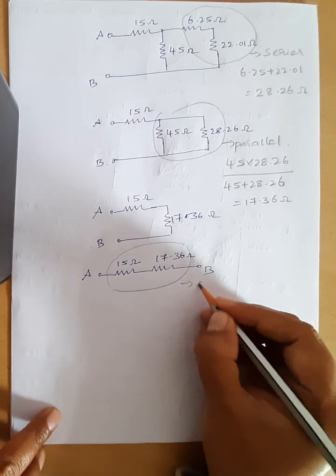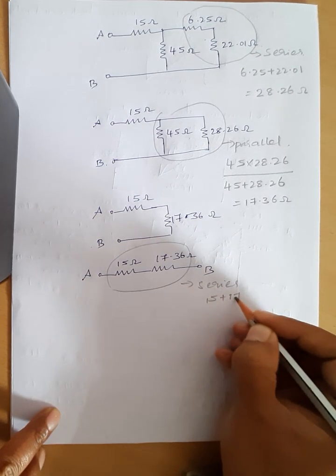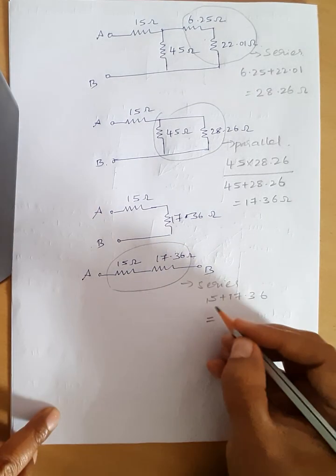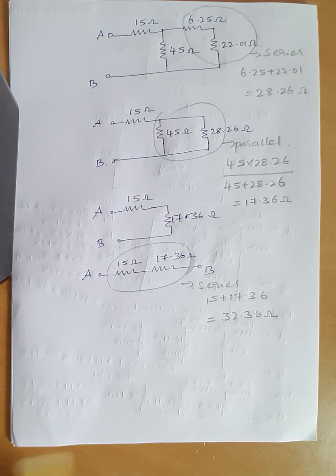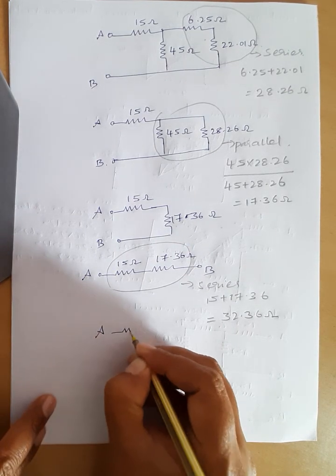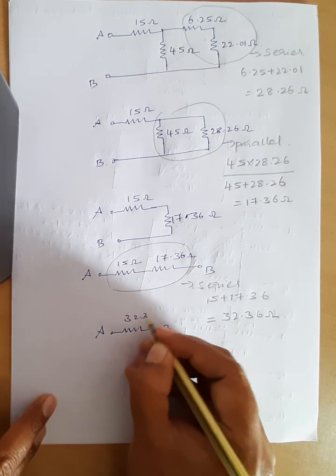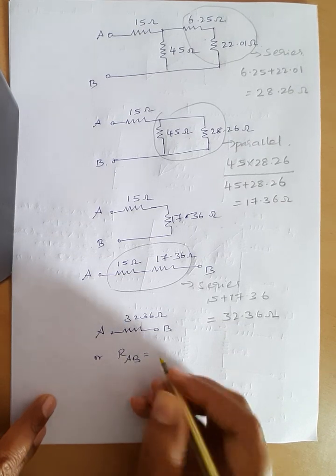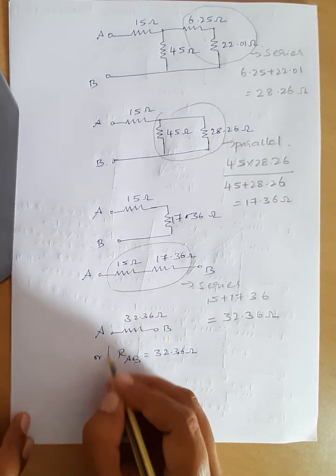So add the resistances: 15 plus 17.36. You will get 32.36 ohm. So the equivalent resistance across A and B, or RAB, is equal to 32.36 ohms.